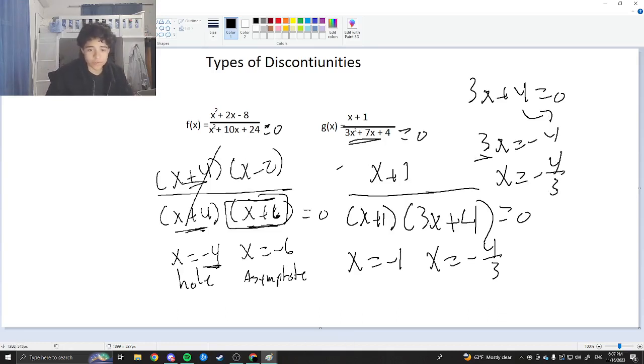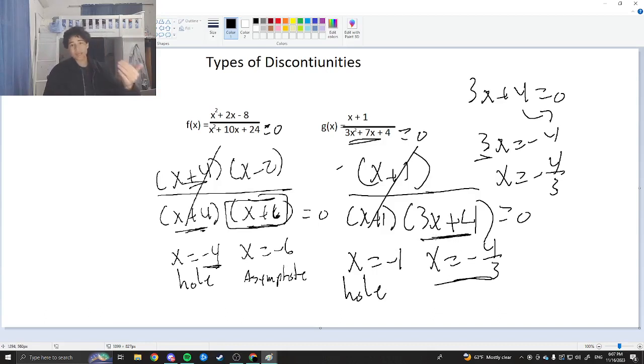Okay, so these are your two points of discontinuity. The x plus 1 is going to cancel right here, so this is going to be a hole. And on this side, you're not canceling anything, so this is just going to be an asymptote discontinuity or infinite discontinuity. That's it for this section. Pretty simple. I think we did a lot of this in pre-calc, so we're going to move on.